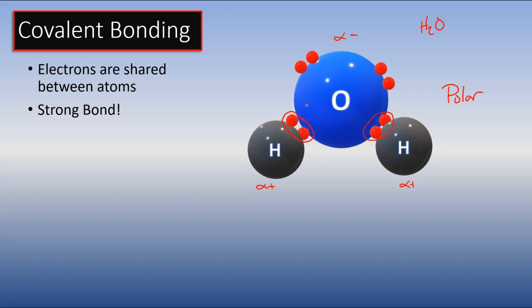Now, they're shared unequally, and in the last video we talked about what unequal sharing leads to. It leads to polarity. Again, these electrons are pulled closer to the oxygen than they are to the hydrogen, again giving this a partial negative charge and the hydrogen a partial positive charge. Okay, that is a covalent bond.